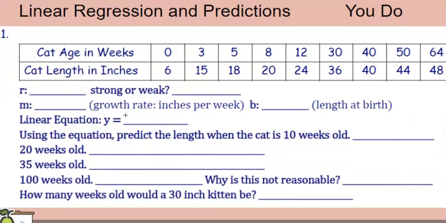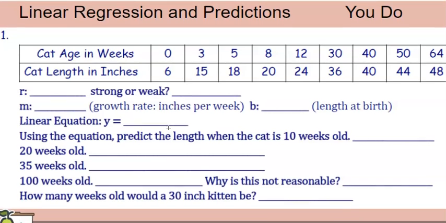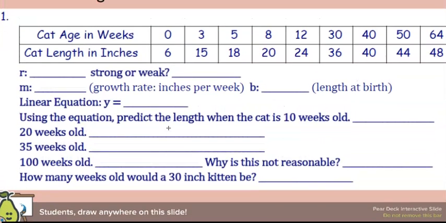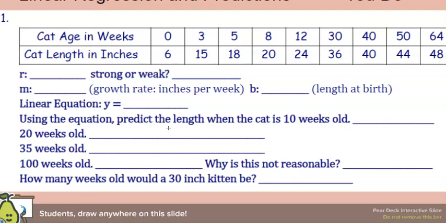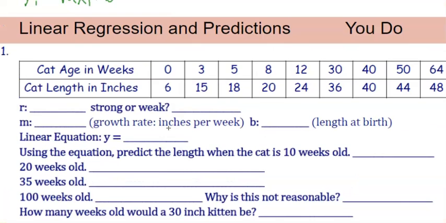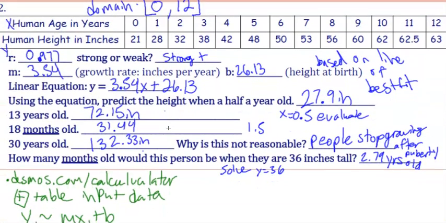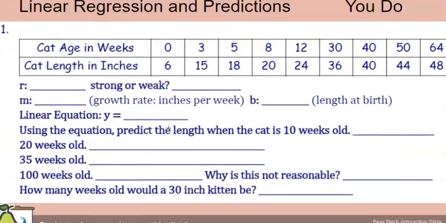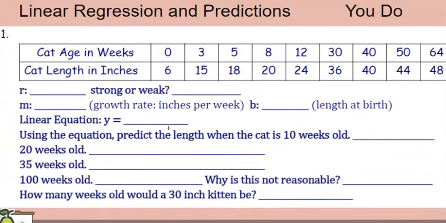Okay, now you try one. You can use either the TI Inspire or Desmos to complete this example. You do cat age in weeks and cat length in inches. By the way, this data was taken from my height for the human age in years, the human height in inches, and then from the cats that have for cat age in weeks and cat length in inches.